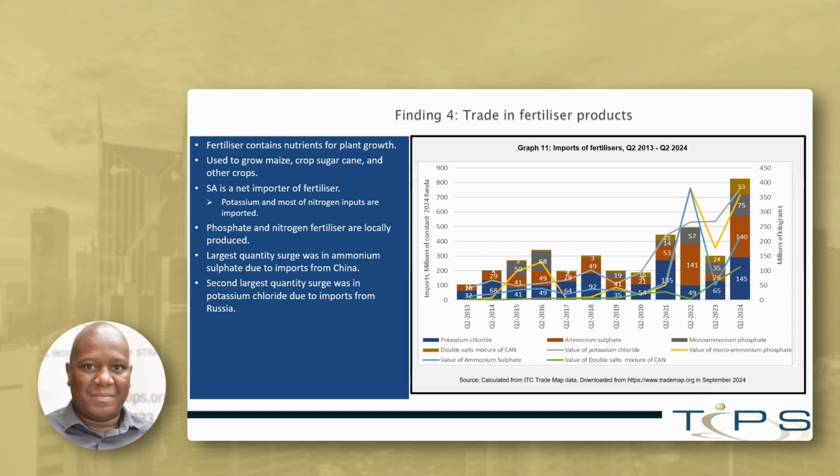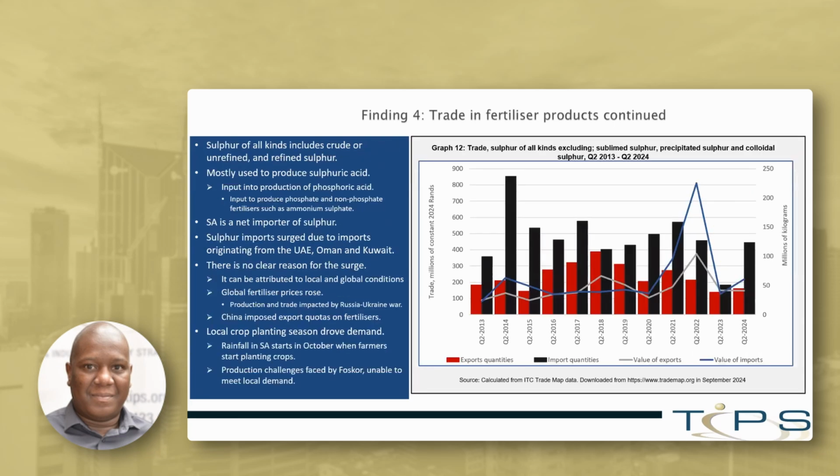The largest quantity surge was in ammonium sulfate due to imports from China. The second largest quantity surge was in potassium chloride due to imports from Russia. So sulfur of all kinds includes crude and unrefined sulfur, which is mostly used to produce sulfuric acid. Input into production of phosphoric acid. Input to produce phosphate, as well as non-phosphate fertilizers such as ammonium sulfate.